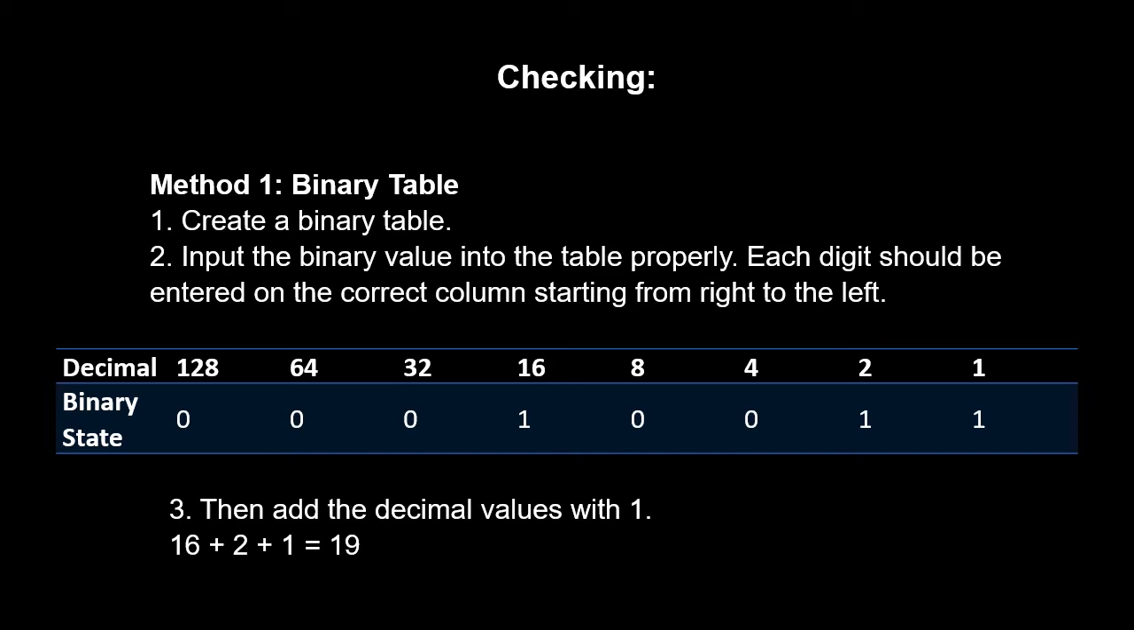So our answer is 10011 here. So the value, if you can remember, is 16 plus 2 plus 1. Add the turned on values. It is equal to 19.